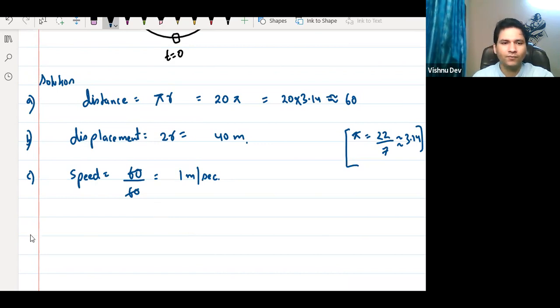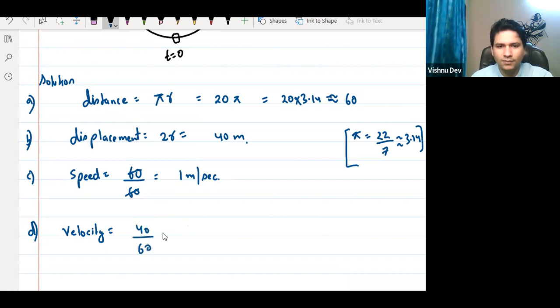And what is velocity? Tell me, what is velocity? Yes, correct. So it is 40 by 60. It is 2 by 3 meter per second.